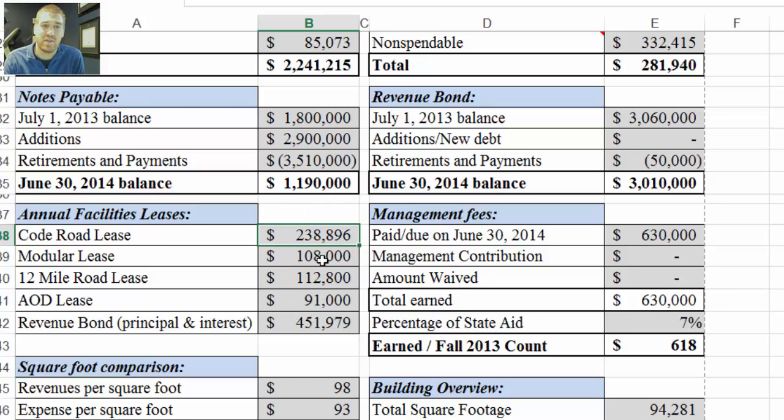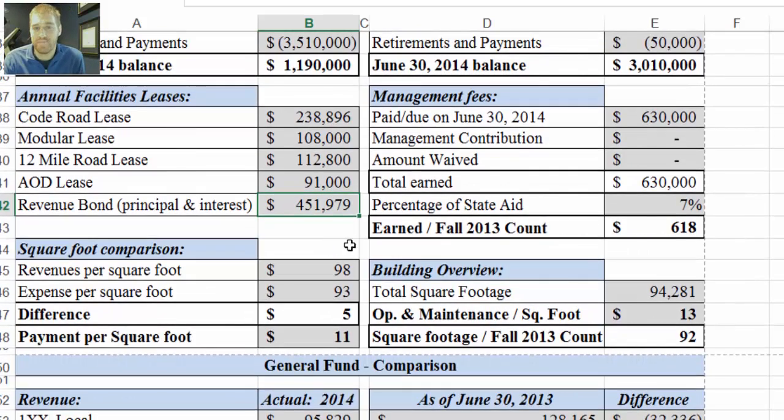So this should be the lease payment amount for each building. And then the revenue bond, the building that's financed with revenue bond, this includes both principal and interest. So hopefully this encompasses everything. These are from the audit again. The principal and interest amounts were from the previous audit because they are on the payment schedule for the debt. So that's where that comes from.